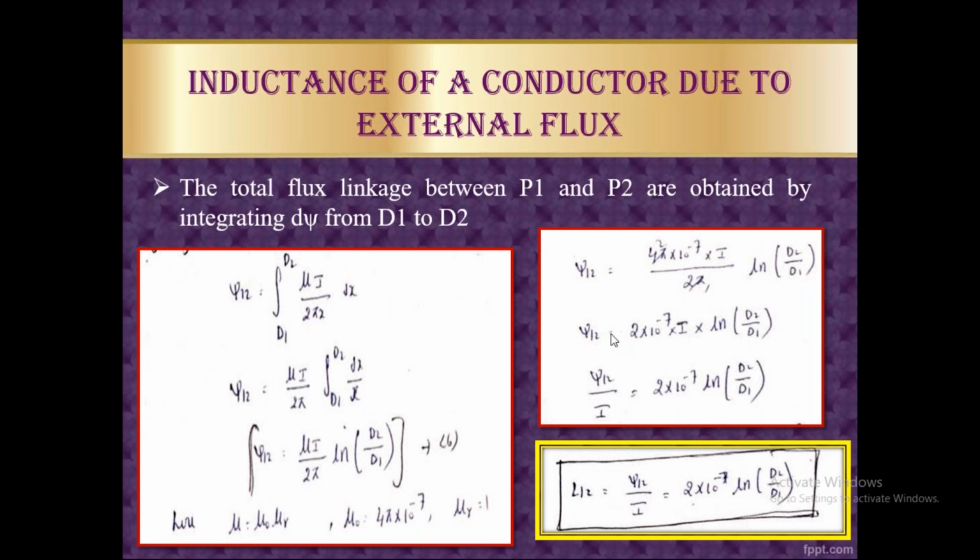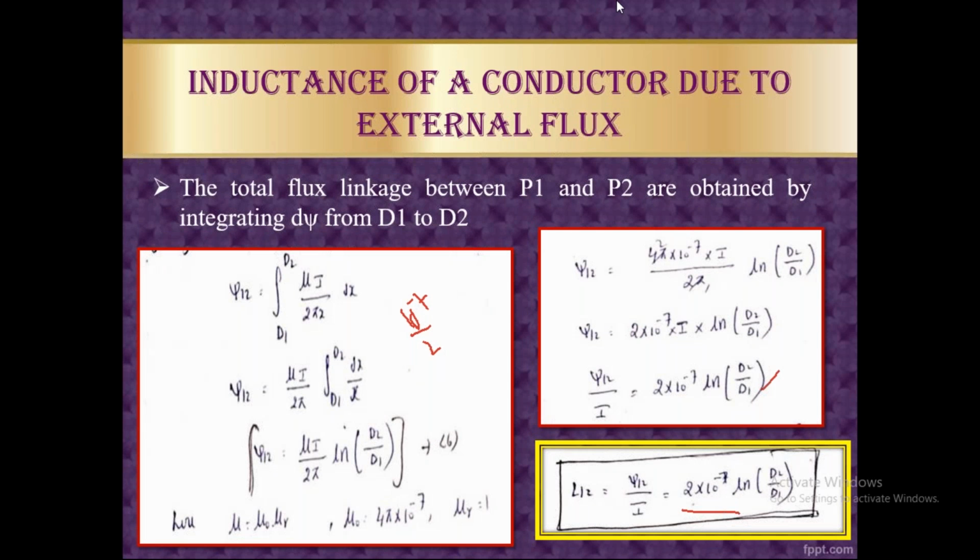So how can we obtain inductance? Let's bring I to the denominator. So psi by I equals 2 into 10 power minus 7 ln d2 by d1. This is the equation for the external inductance of a conductor due to the external flux. The first result was 10 power minus 7 by 2, which is the inductance of a conductor due to the internal flux. The second result, the inductance due to the external flux, is 2 into 10 power minus 7 ln d2 by d1. Now by adding these two we can find the total inductance of a conductor, due to the addition of internal flux and external flux.